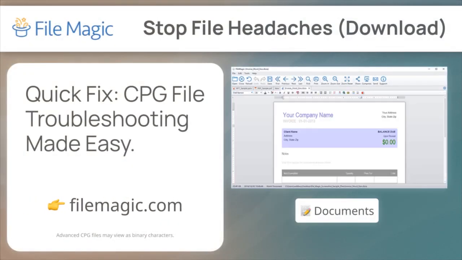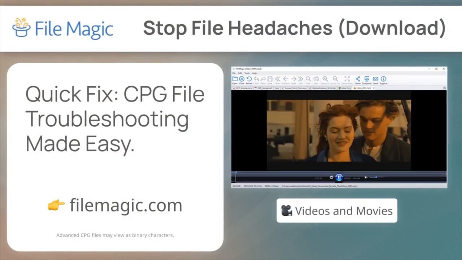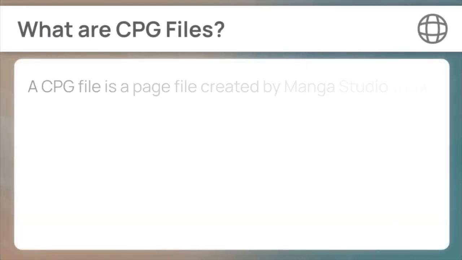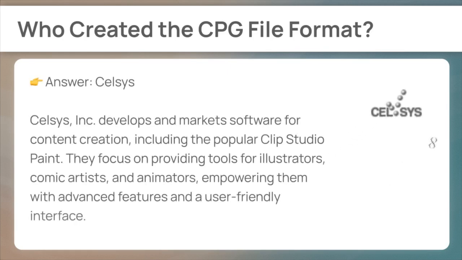This involves the correct application of a single premium CPG file inspection utility designed for broad spectrum file support. A CPG file is a page file created by Manga Studio, now Clip Studio Paint. It contains the image data, layers, and settings for a single page within a comic or manga project. CPG files are essential for preserving the intricate details and artistic elements of digital comics created within the software.